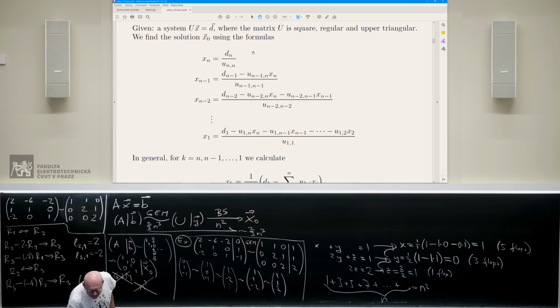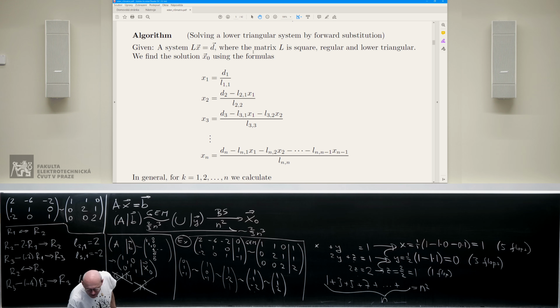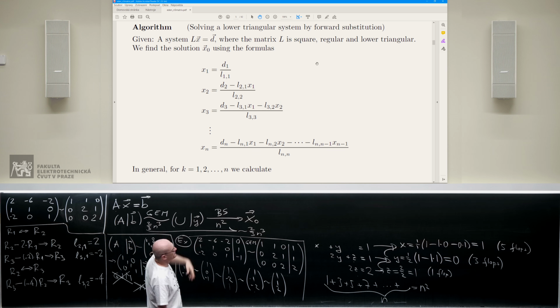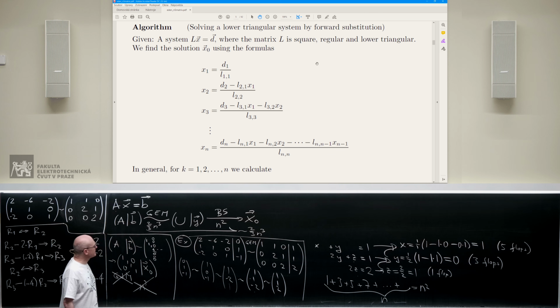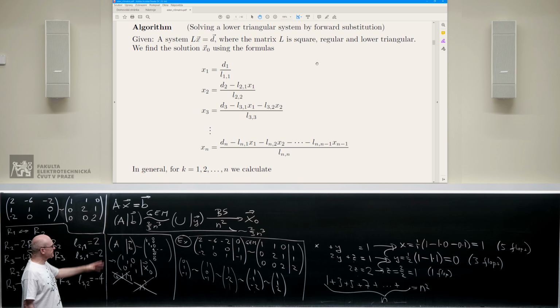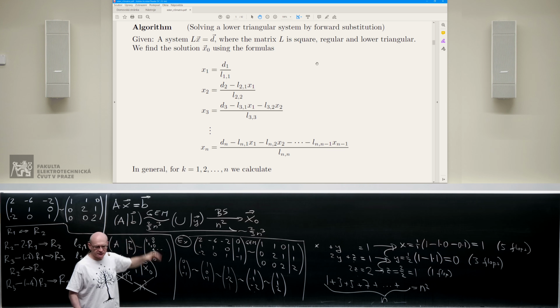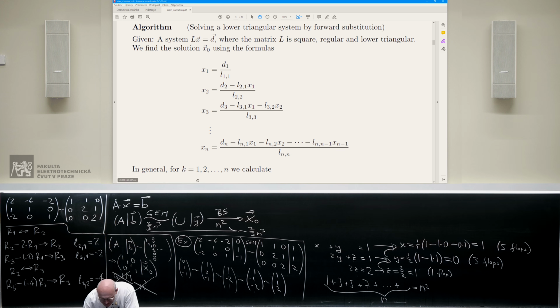And I think I have the definition of the lower triangular system forward substitution over here. So that's just for the sake of completeness. You can imagine how this definition goes for the forward substitution. Okay, so this is the situation. We don't want to use this identity matrix business. We definitely want to go this way. Let's try it out.